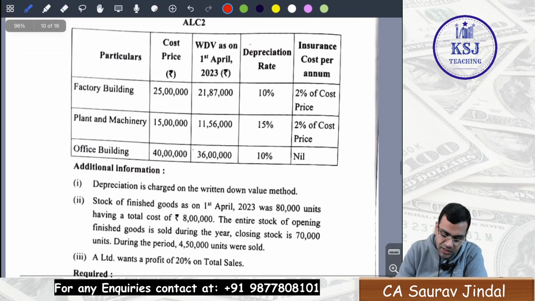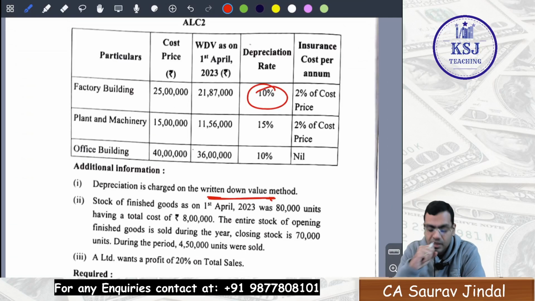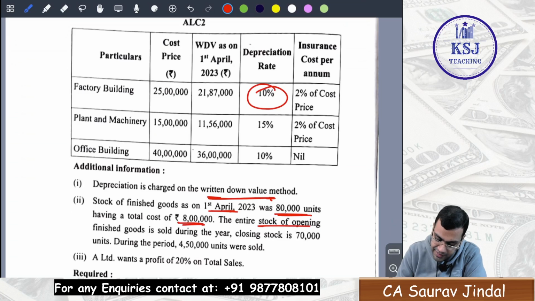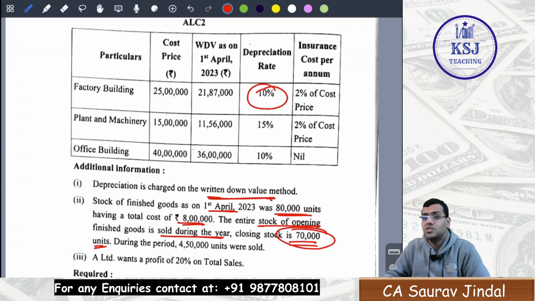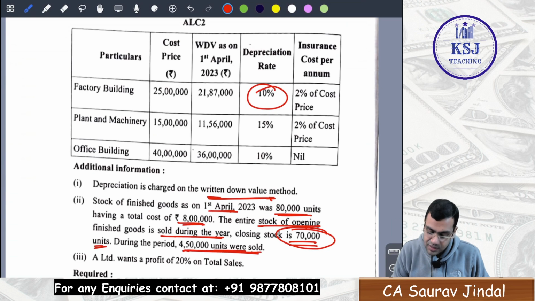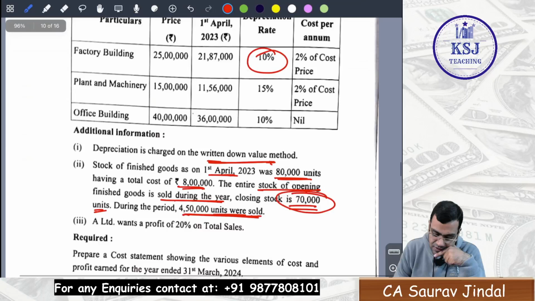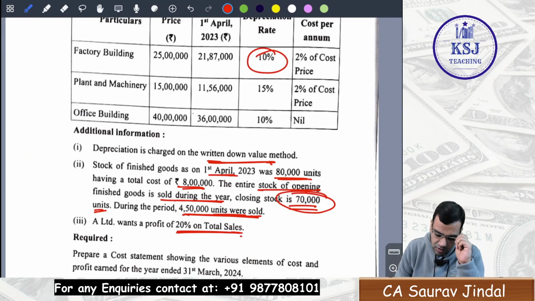Then depreciation is to be taken 10% on the written down value. Stock of finished goods on 1st of April, that is opening stock, is given. The entire stock was sold during the year. Closing stock of 7,000 units, which is from the fresh production. That means you have to apply FIFO method here, not the weighted average method. During the period, 4,50,000 units were sold. Wants a profit of 20% on the sales, that is 25% on the cost.